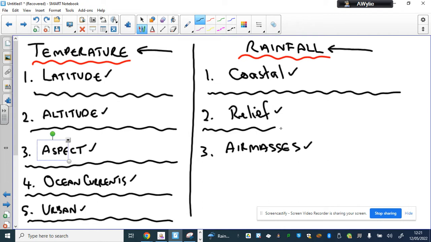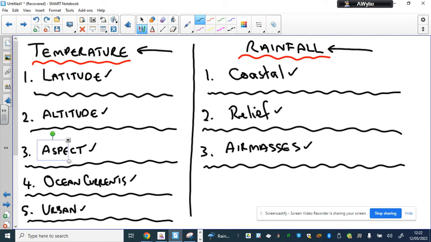Relief, hopefully you've written something for that. Now that is to do with whether you are in the mountains or not. So to explain this idea, because air is forced to rise over mountains, as the air rises, it condenses, forming clouds, which means it's more likely to rain in mountainous areas. So that's how the relief of an area, or how mountainous the area is, affects rainfall, because air rises, forming clouds.